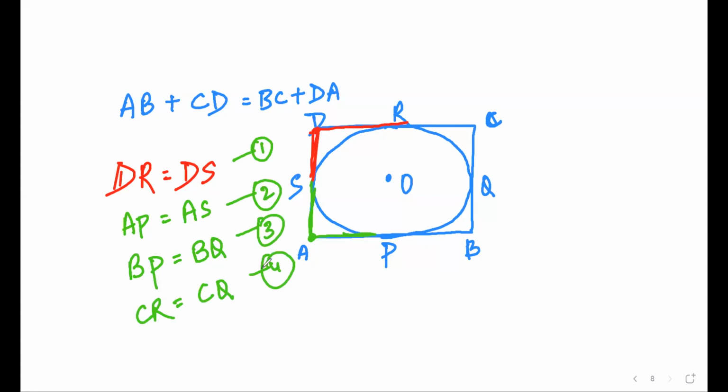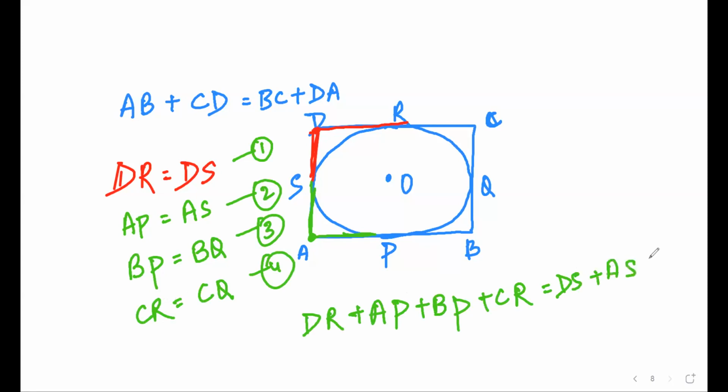Let's add all the equations. So once we add all the equations, it will be DR plus AP plus BP plus CR is equal to DS plus AS plus BQ.